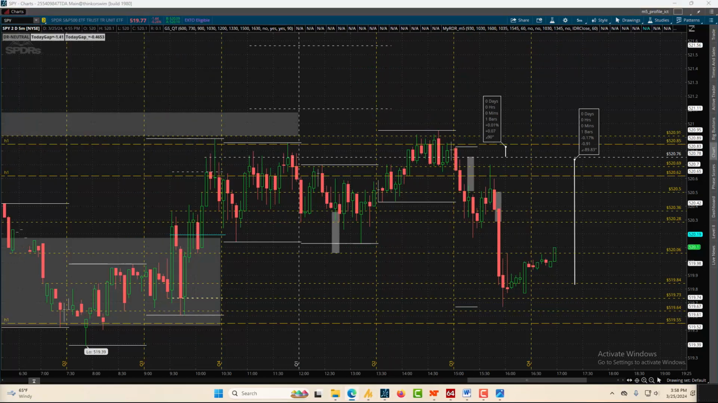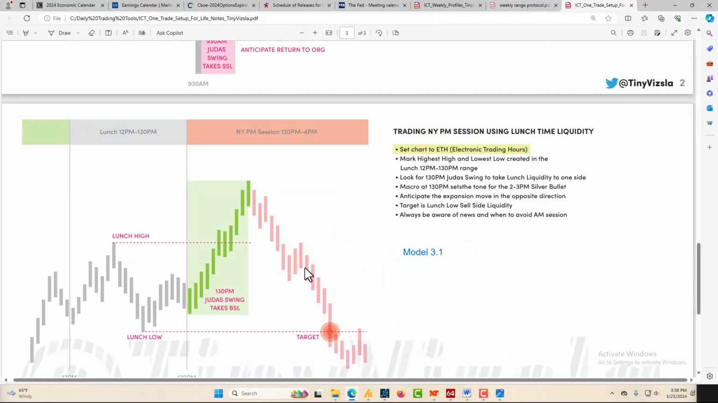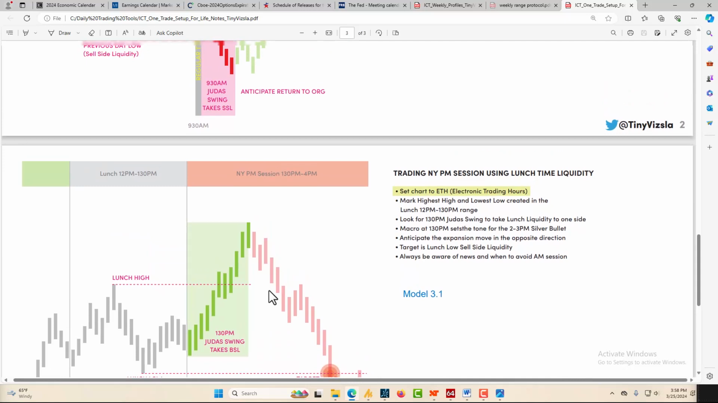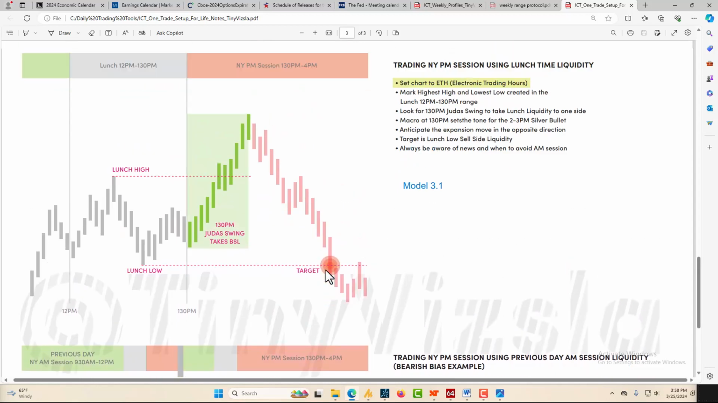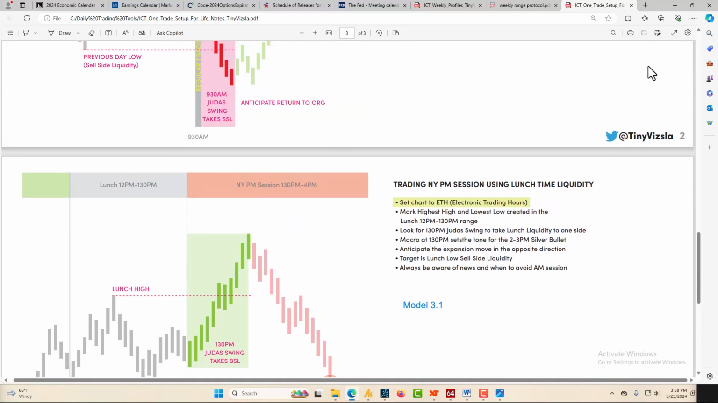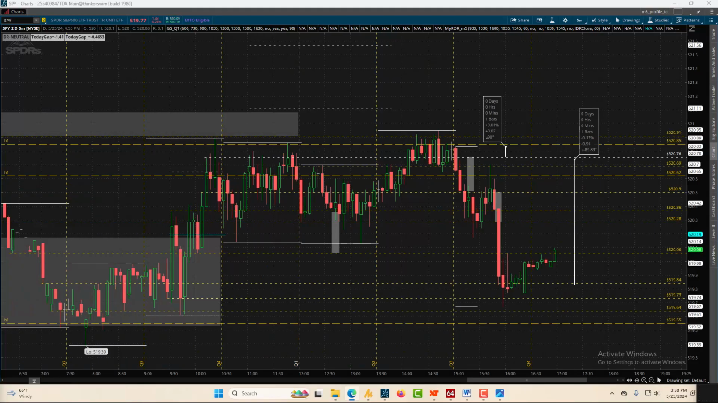Let's see that model again. Here's the ICT model. I think model 311 right there. Look for the Judas swing. It shows perfectly on Monday. Look at that on Monday. I think we do have some of that likely. Let me shut this. I think it happened.